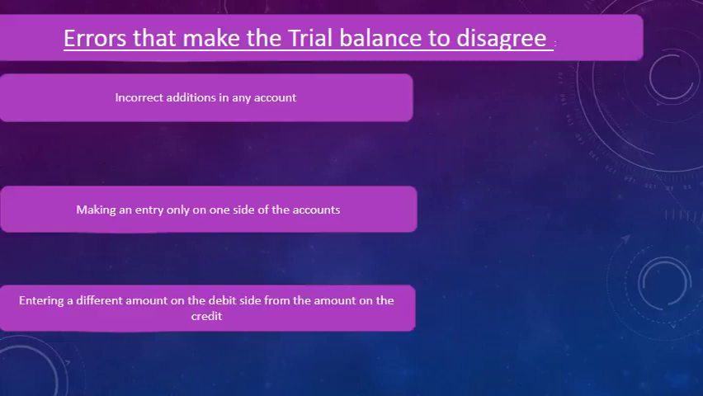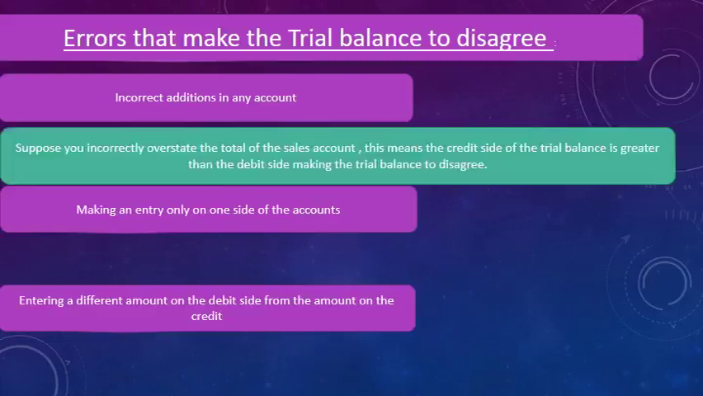So these are the general and most common errors. We will go deeper with them. So suppose you incorrectly overstate the total of the sales account. This means the credit side of the trial balance is greater than the debit side, making the trial balance to disagree. We're talking about the incorrect additions in any account. Additions may be due to the wrong additions or multiplications. Any calculations that may alter the outcome to become what is not supposed to be coming out.